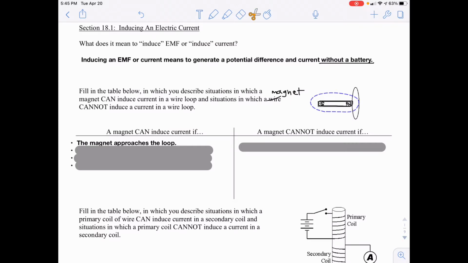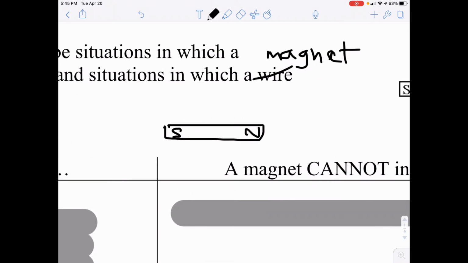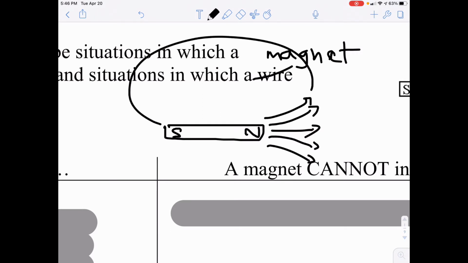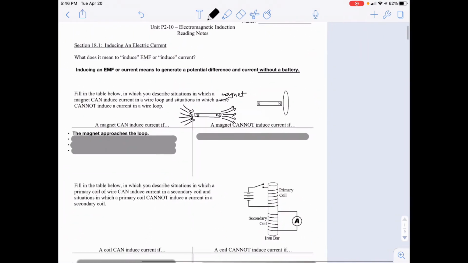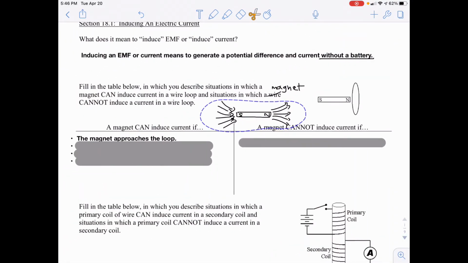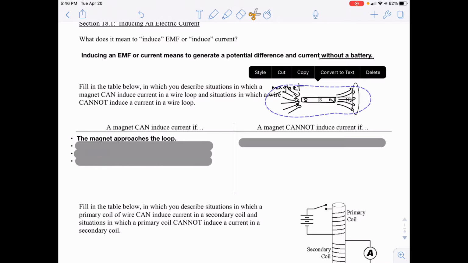So in other words, I'm going to draw in front of this magnet the magnetic fields that are associated with it. And of course, they wrap around to the other side, so I'm just going to draw them as magnetic fields that come into the south pole of the magnet, like this. So the magnetic fields go out of north poles and into south poles. And so if we bring the magnet close, like this, as we approach the loop, we can induce an EMF and thus induce a current. So that's one way.